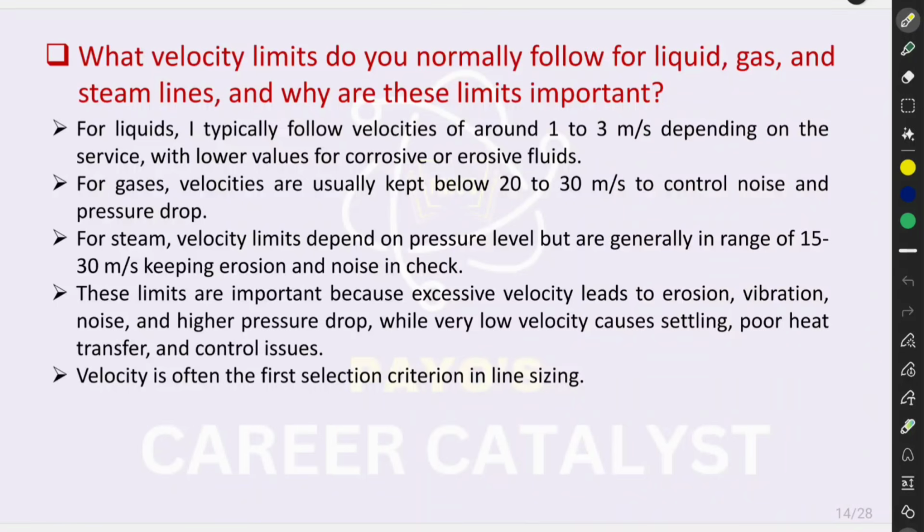These limits are important because excessive velocity leads to erosion, vibration, noise, and higher pressure drop, while very low velocity causes settling, poor heat transfer, and control issues. Velocity is often the first selection criterion in line sizing.